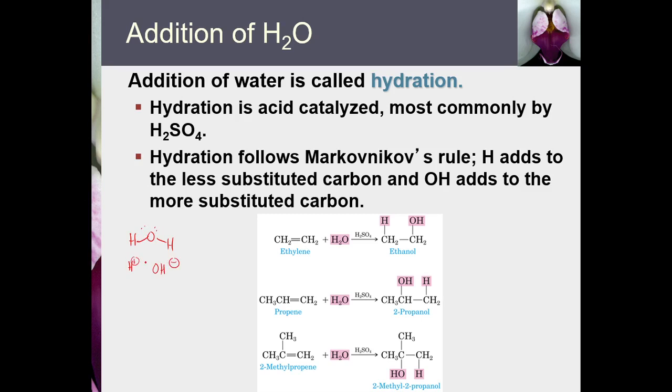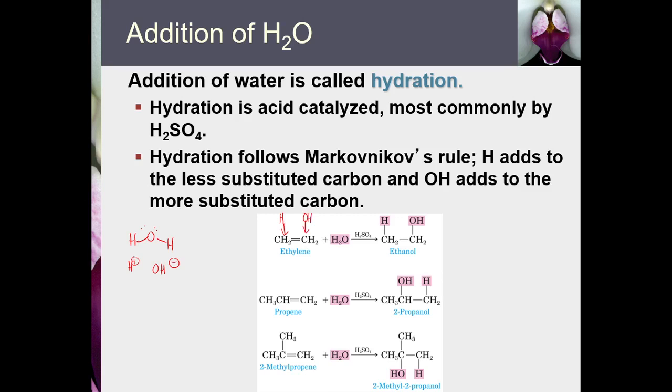OH minus and H plus. So the H plus will be attached to one position on carbon and the OH will be attached to another carbon. Since there is the same number of hydrogens, your hydrogens can attach here. So we'll attach the hydrogen here and then the OH will be attached here.